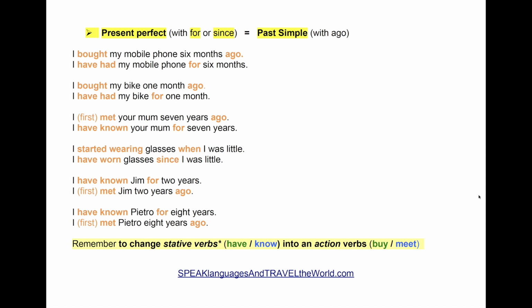I started wearing glasses when I was little. I've worn glasses since I was little. I've known Jim for 2 years. I met Jim 2 years ago. I've known Pietro for 8 years. I met Pietro 8 years ago. You have to remember to change stative verbs like have and know into action verbs like buy and meet.